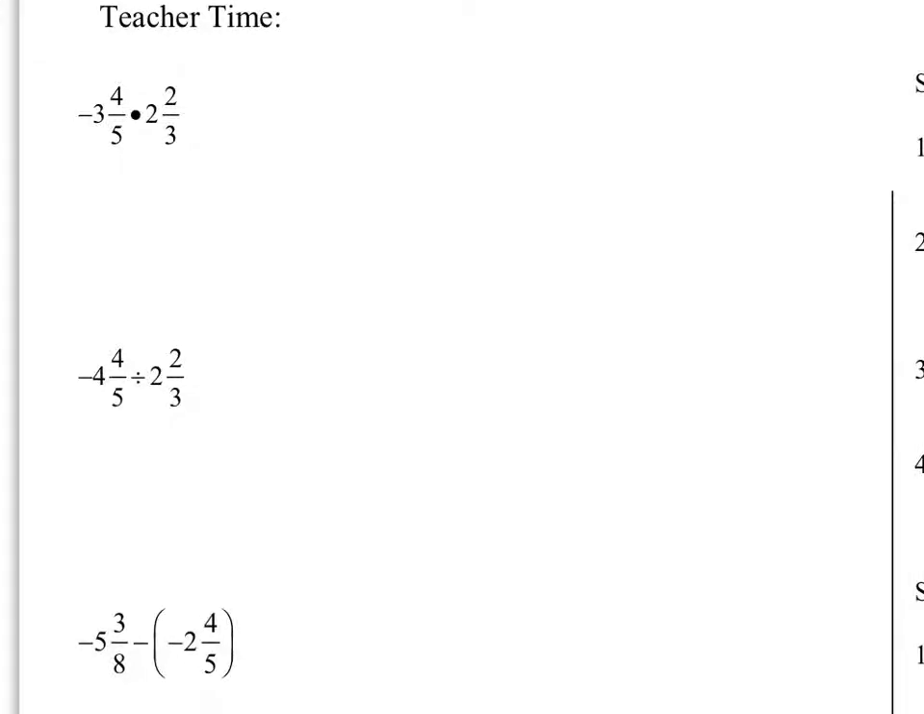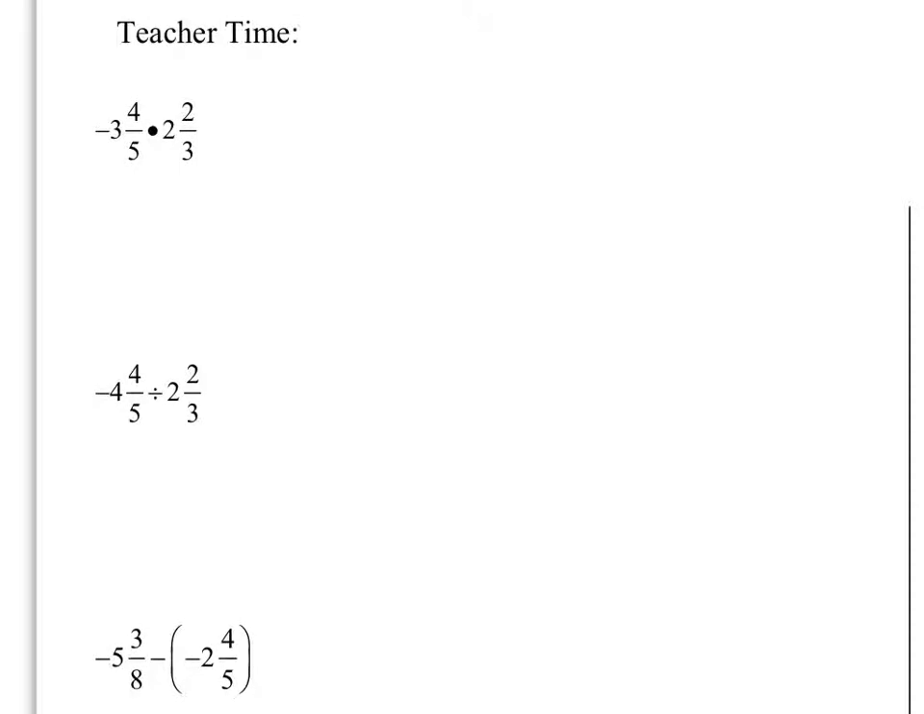So we see that the first thing that we need to do, as Naomi said, is change this to an improper fraction. So I'm going to multiply 3 times 5. That gives me 15 plus 4 is 19 over 5. I see that that's negative. I want to go ahead and keep that negative. It will help me remember later. It helps me remember to keep the details going.